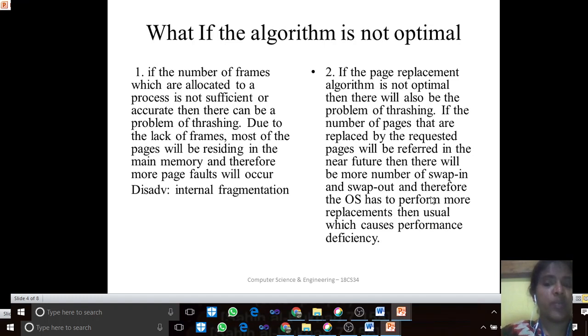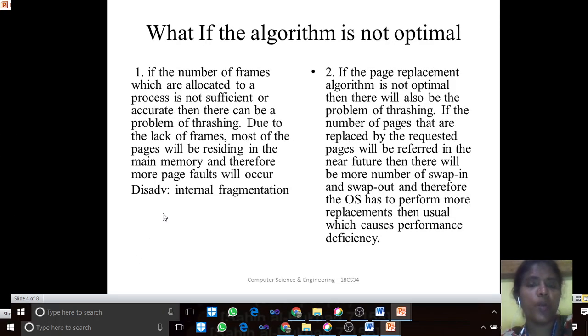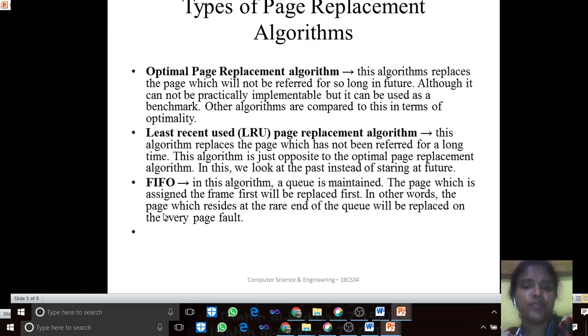Next issue is if the page replacement algorithm is not optimal, then there will also be a problem of thrashing. If the pages that are replaced by the requested pages will be referred to in the near future, then there will be more swap in and swap out, and therefore the OS has to perform more replacements than usual, which causes performance deficiency. So the bottom line here is to choose an optimal replacement algorithm.